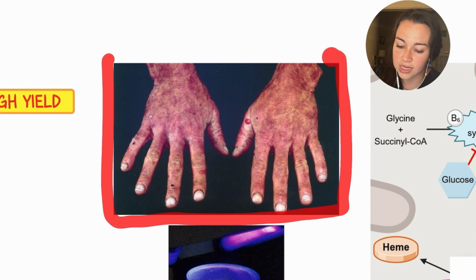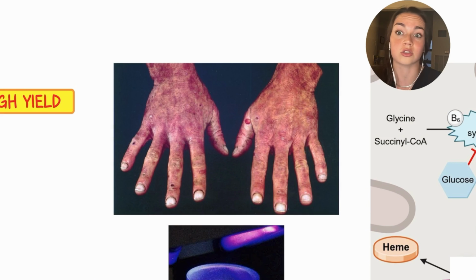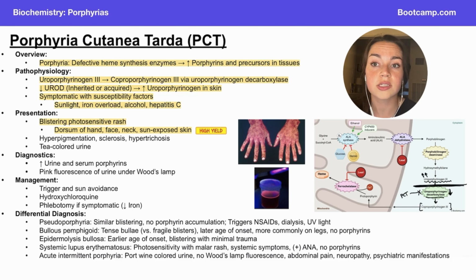I really want you to lock down this image. They'll either give it to you or they'll describe it to you very commonly. Other things you might see include skin hyperpigmentation, sclerosis, hypertrichosis or excessive hair growth, and then you may also see tea-colored urine. This is different from the port wine-colored, really deep red urine that we saw in AIP. This would be more brown, and tea-colored urine is not specific for PCT. It can be a number of things.